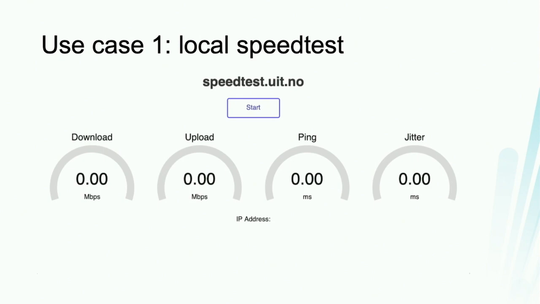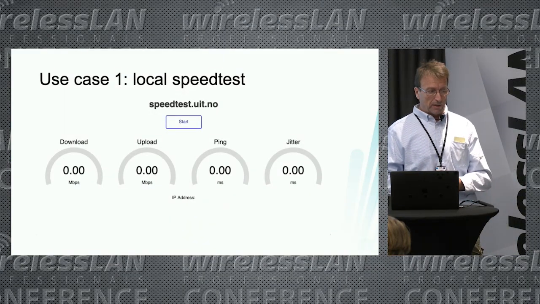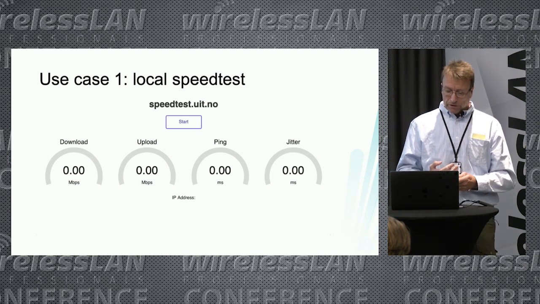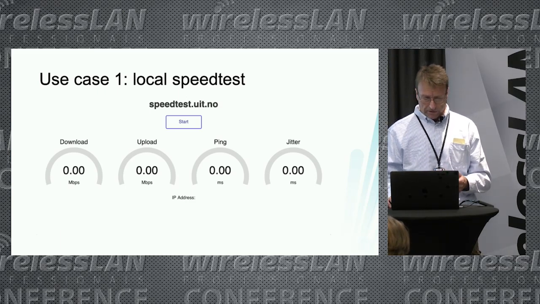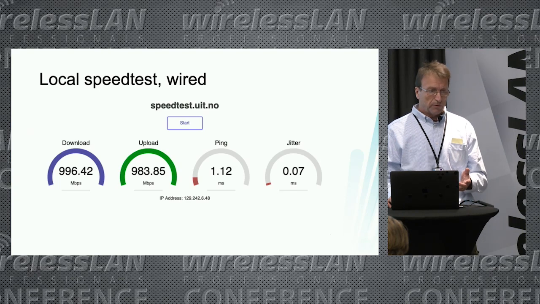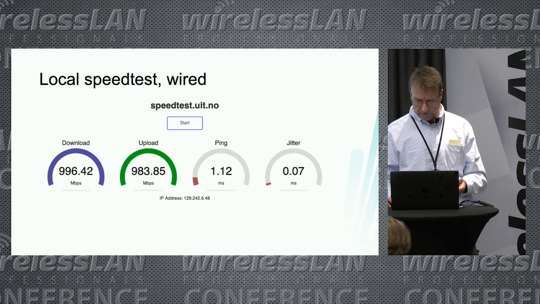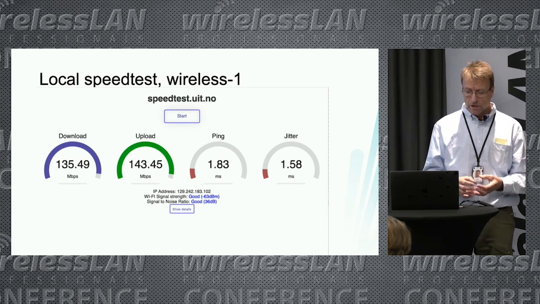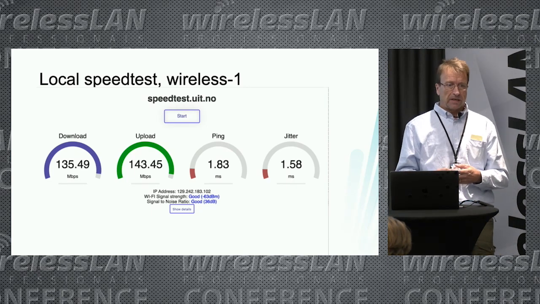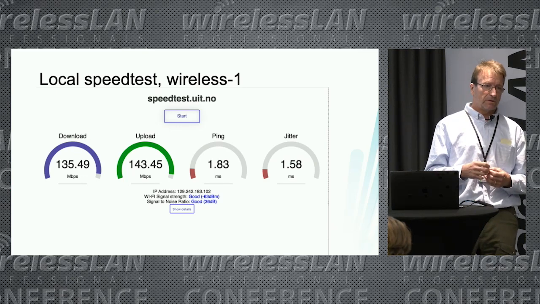A couple of examples of how we have used this. We have integrated it into our speed test. We have an internal speed test, more or less like the one on the WLAN Pi, but with a twist. When you start a speed test, it starts with this window. If you run a speed test from a wired host, you get the normal results and IP address. But if you run it from a wirelessly connected host, you get extra information about the wireless connection from your client.